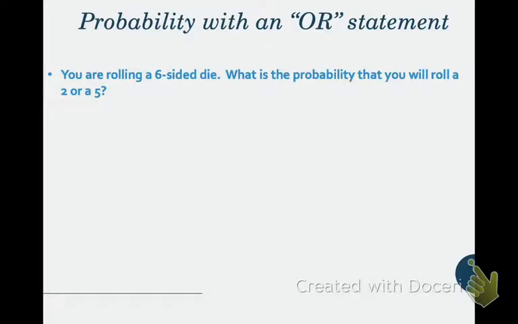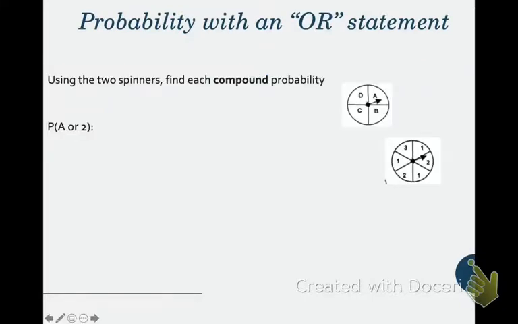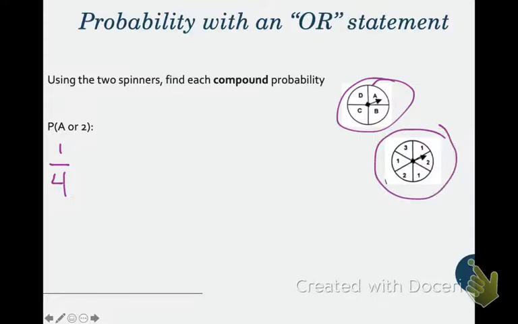Okay, let's try another one. Also, these are on your worksheet, so I would take very good notes. So using two spinners, find each compound probability. Probability of an A or 2. So for the probability of A, I got to look at this one. The probability of getting an A is 1 out of 4. The probability of getting a 2, I look at this one. Probability of getting a 2 is 2 out of 6. There are 2 twos and there are 6 total spaces.